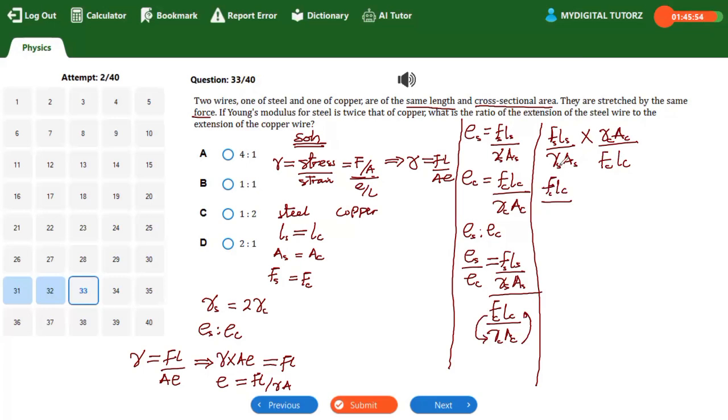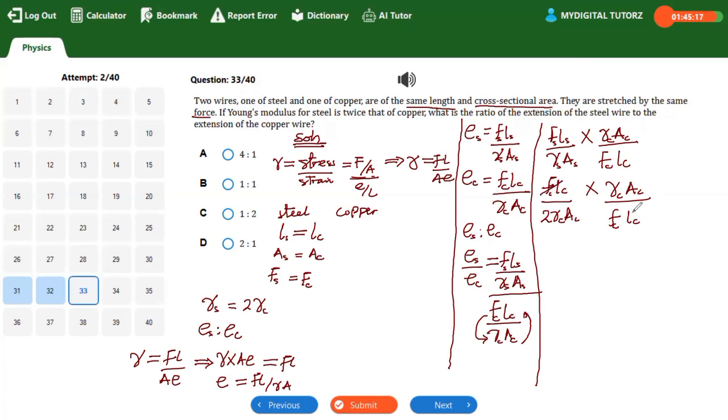But for the Young modulus, we are told that the Young modulus for solid is 2 times the Young modulus of copper. So anywhere I see Young modulus for solid, I'll put 2 times Young modulus of copper. Then anywhere I see area for solid, it now becomes area for copper. Then multiply by Young modulus for copper, area of copper, all over F force on copper, and the length of copper.